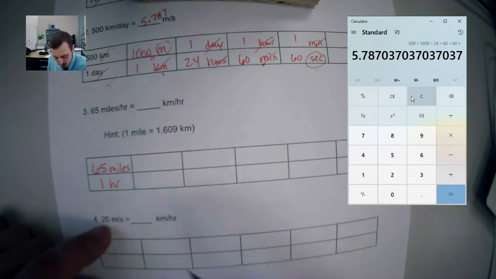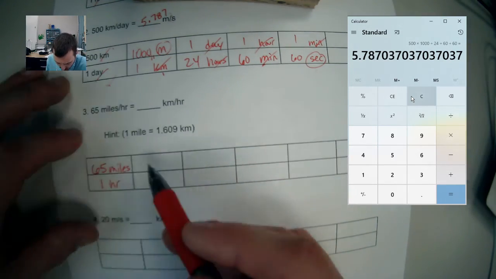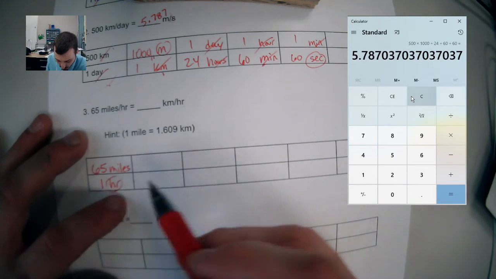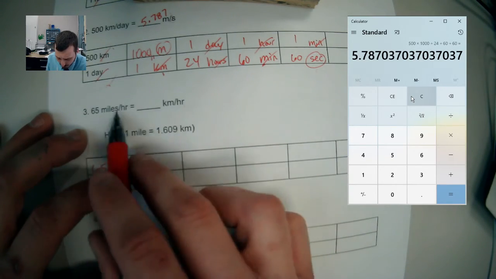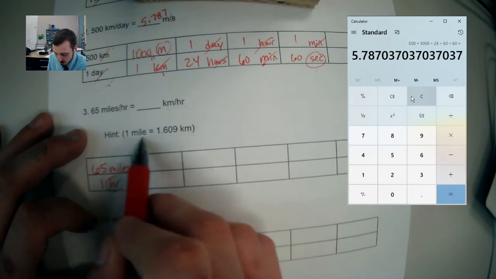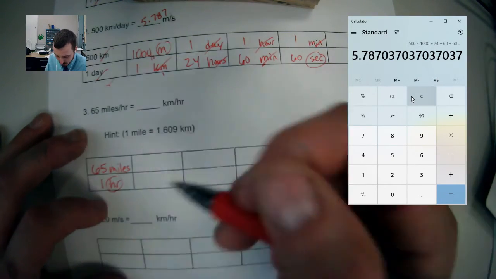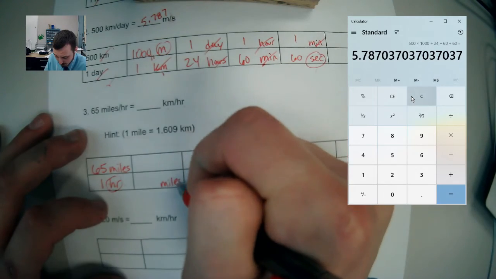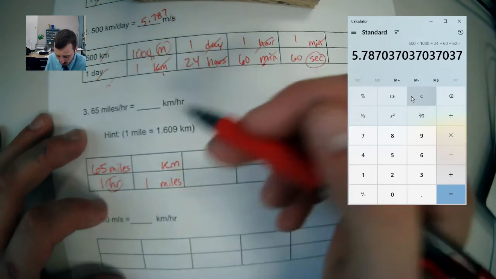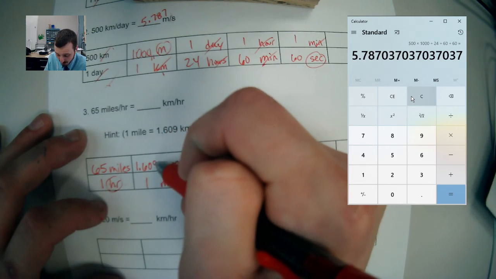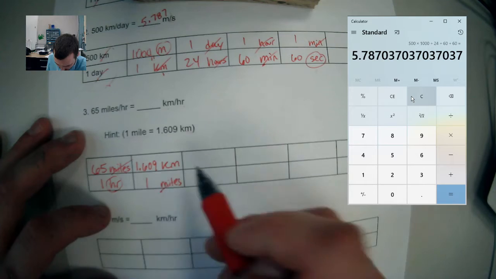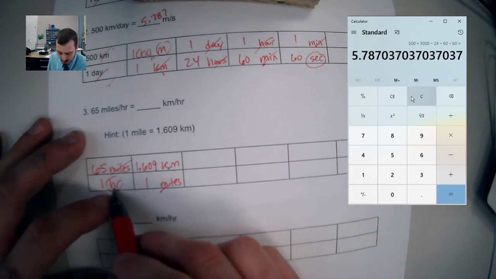That's what that means. Now, we can convert this, and we already got hours on the bottom, and we can leave that. So that one's good to go. Miles, we want to get rid of and change to kilometers. And it just so happens that I put this hint here that we have miles to kilometers. So I want miles on the bottom so it will cancel, and put kilometers on the top. And my hint says 1 mile is equal to 1.609 kilometers.